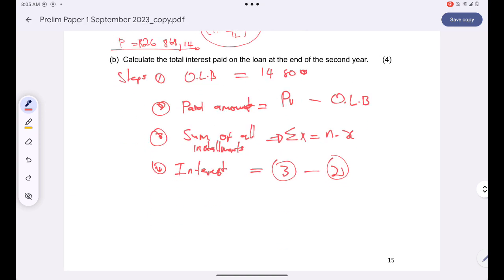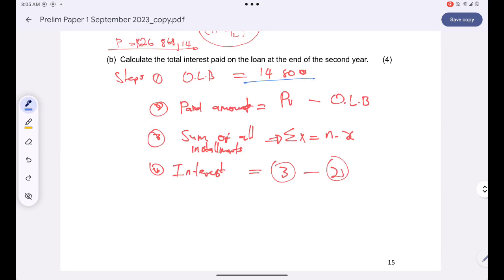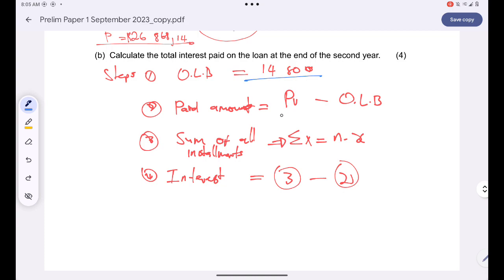Okay, let's do it. Number 1, we are already given the outstanding loan amount. So now to find the paid amount of the loan, we just need to take the official value of the loan, which is 26,868 rands 14 cents, minus our outstanding loan balance, that's 14,800 rands, and then we'll simply get an answer of 12,068 rands 14 cents.